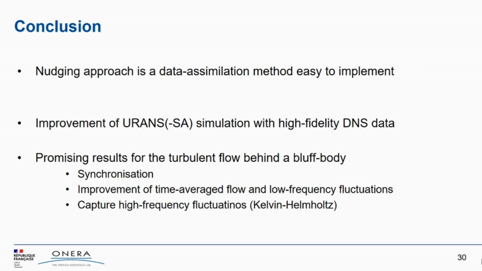So to conclude, this nudging approach is a data assimilation method that is quite easy to implement. We have been surprised to see how it can improve neurons simulation with high fidelity DNS data. And I think this is the first time that this nudging approach is performed for neurons using a neurons model. We see that it gives really promising results, especially the synchronization that leads to an improvement of the time average flow and the low frequency fluctuation. But we have also observed that we can capture high frequency fluctuations.